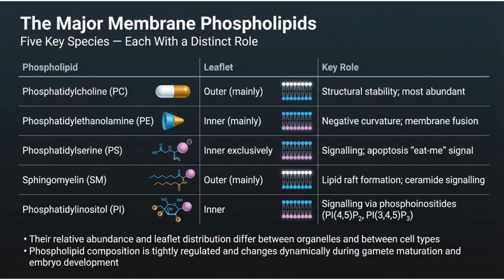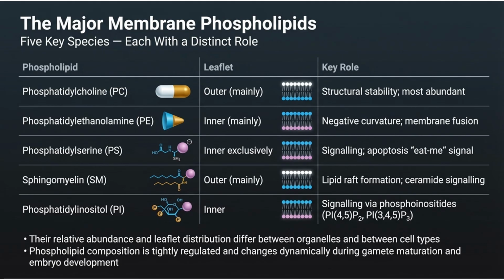Phosphatidylcholine is the most abundant phospholipid in eukaryotic cell membranes and is found mainly in the outer leaflet. Its cylindrical molecular shape, a head group and 2 fatty acid tails that together form a roughly rectangular profile, makes it ideally suited to forming flat, stable bilayer sheets. It provides the structural backbone of the outer membrane and is the dominant component of the bilayer by abundance.